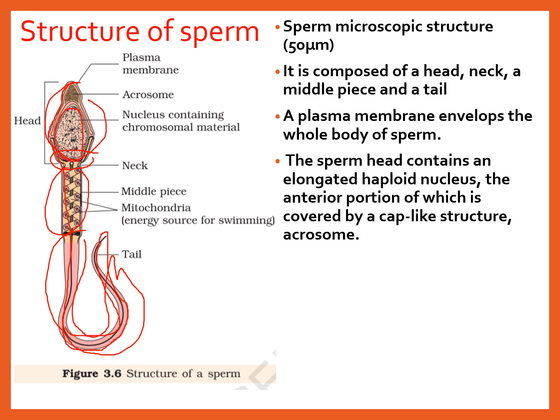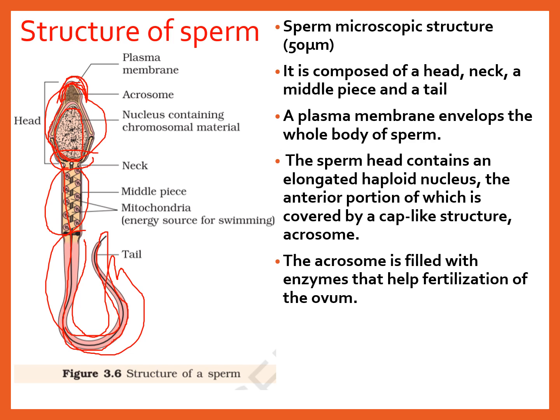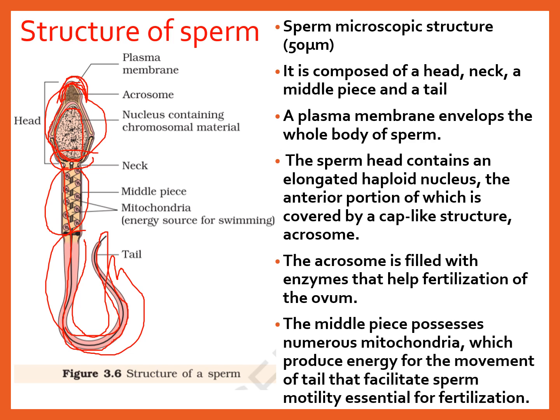So then the chromosome number is half of that in the somatic cells. And it is covered by a cap-like structure which is called the acrosome. Acrosome has enzymes which are needed for fertilization. The middle piece has a lot of mitochondria. You can see a lot of mitochondria are there in the middle piece. These mitochondria, we know, are the sites of synthesis of ATP. So they produce energy to help the sperm to move, which is essential for fertilization to reach the ova.